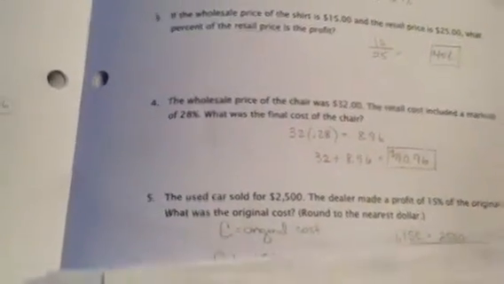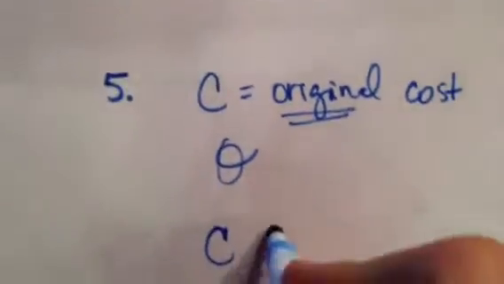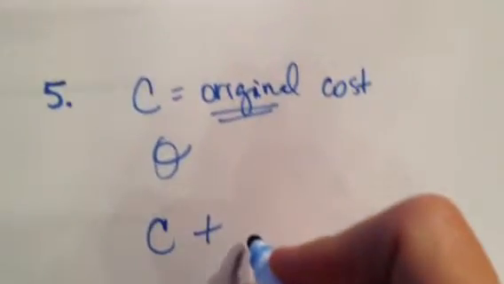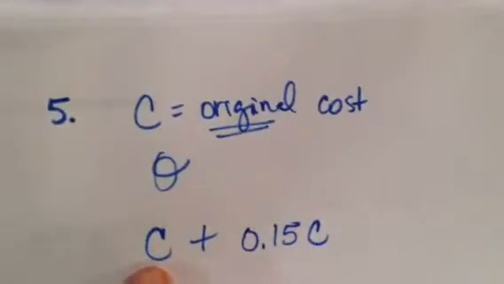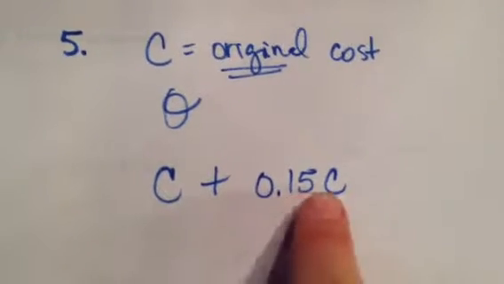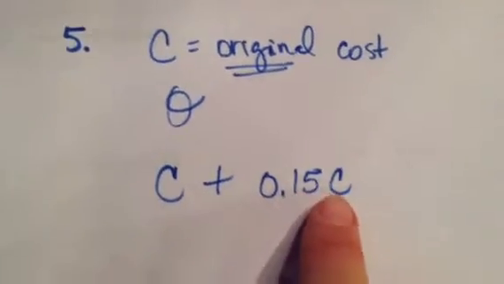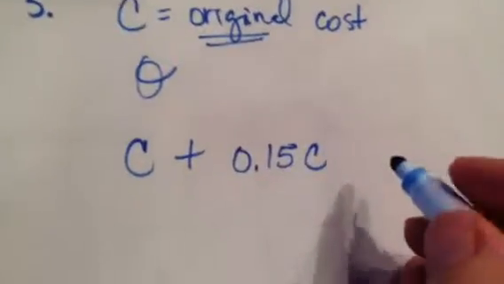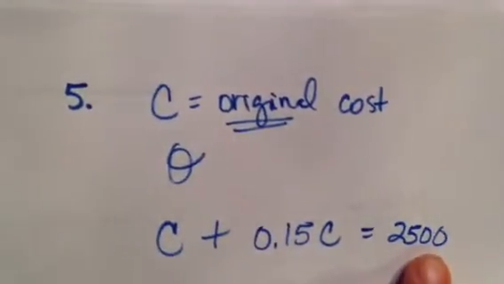You can see I've worked this out for 4. Here is the original cost, and there's a markup of 15% of the original cost. So 15% of means times the original cost. So here's what it originally cost me. Then they're going to add on the markup, and this is how you find the markup. It was 15%, remember, change it to a decimal, 15% times the original cost. And when they did that, this sold for $2,500. So this would be a good equation right here.